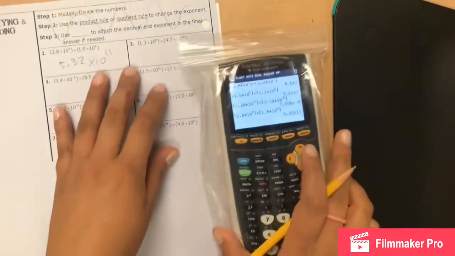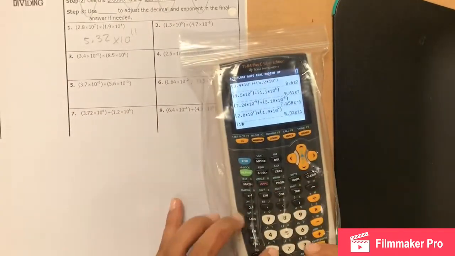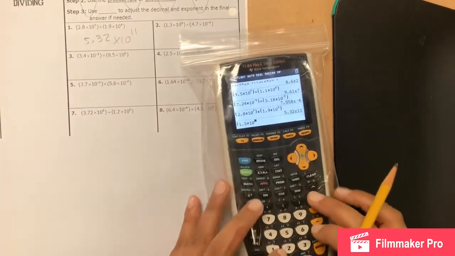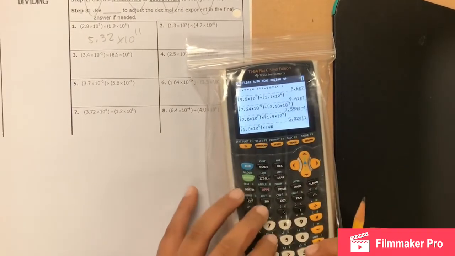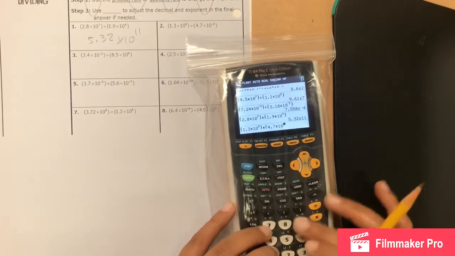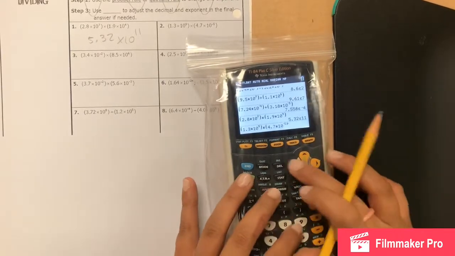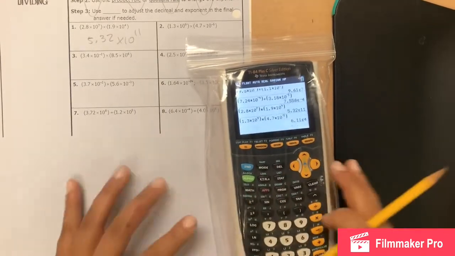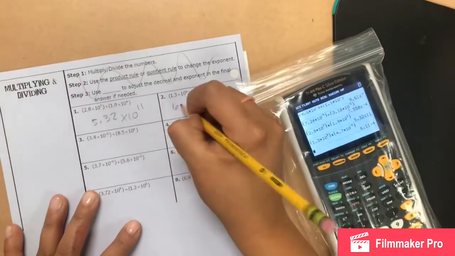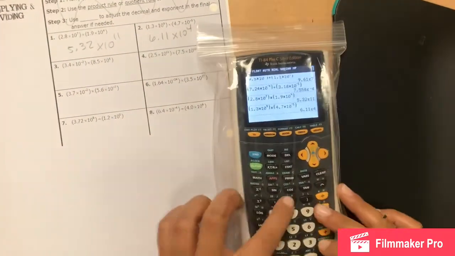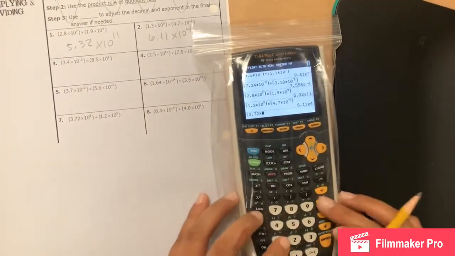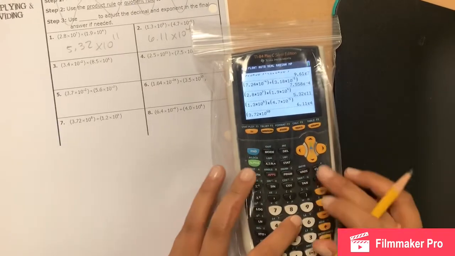Let's do one more multiplication. Again, it's the same idea, so the calculator does all the work for me. It's just making sure you type it in like it says on the paper. So my answer there is 6.11 times 10 to the 4th. I'm going to do just the last 2 division problems because it's relatively the same thing. Just to give you a mixture of everything.